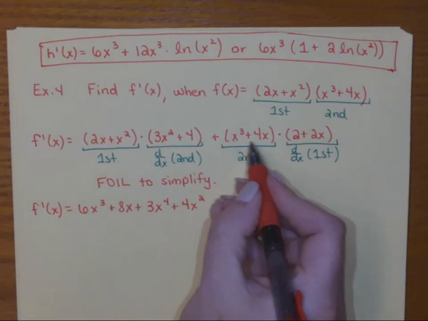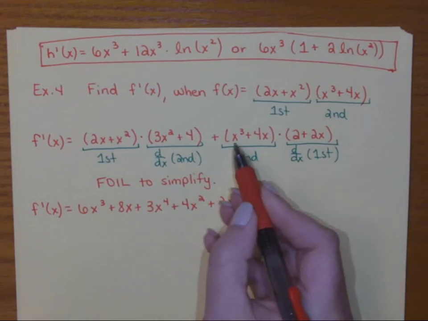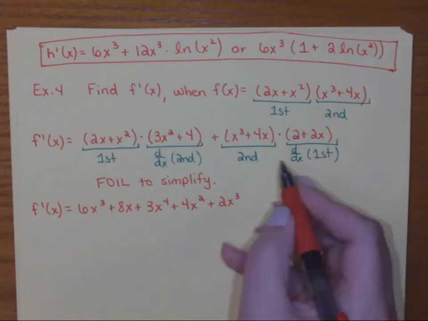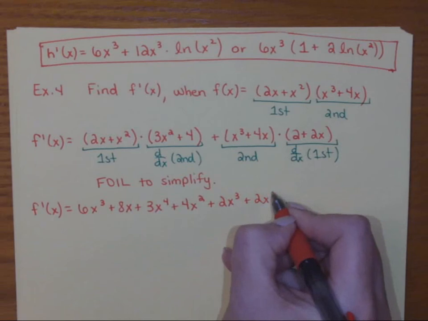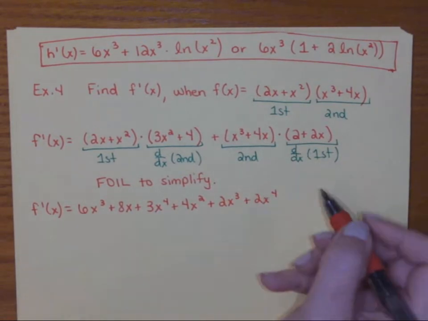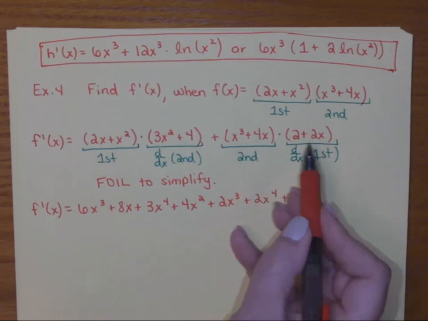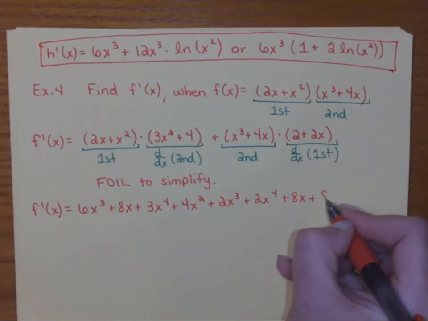And now let's do FOIL again. First times first is 2x cubed. Outside, x cubed times 2x would be 2x to the fourth. Inside, 4x times 2 would be 8x. And then last but not least, 4x times 2x would be 8x squared.